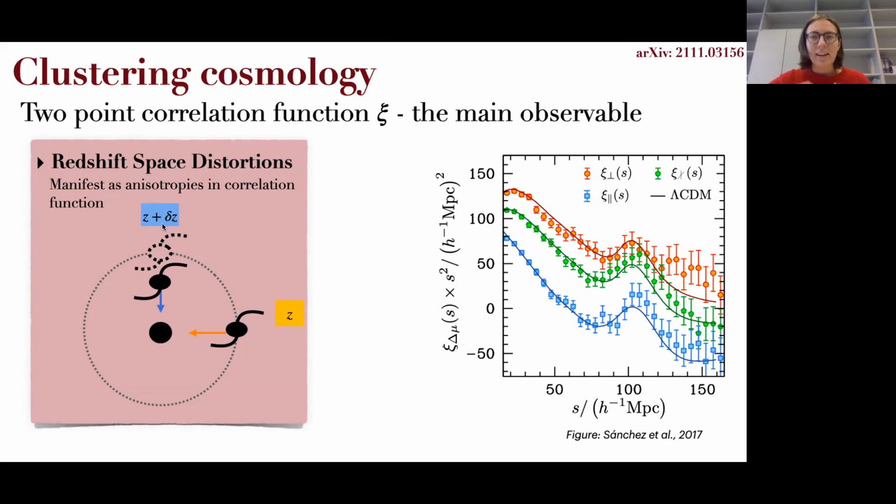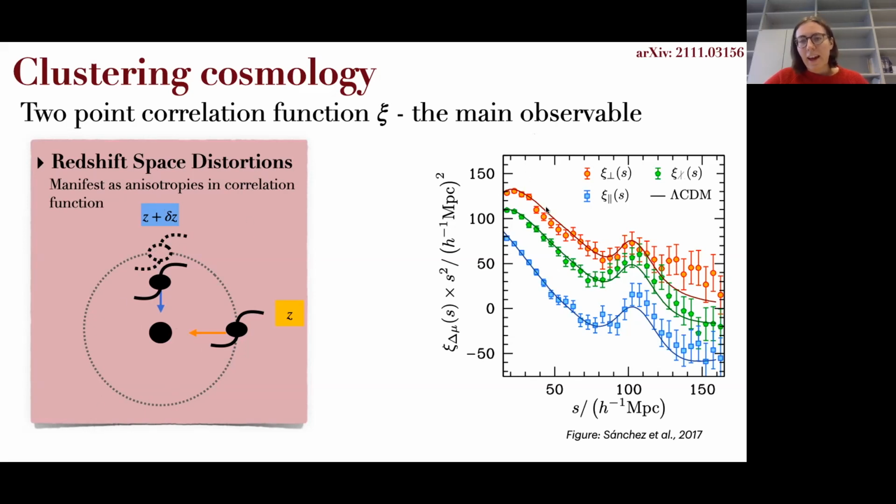And this can be seen, I think, perhaps most clearly when looking at the galaxy clustering wedges. So here I'm showing the galaxy clustering wedges from BOSS. And clustering wedges are just the 2-point correlation function measured in different angular directions. So here in orange, we see the clustering wedge measured perpendicular to the line of sight, in blue, parallel to the line of sight, and in green, in a direction in between.